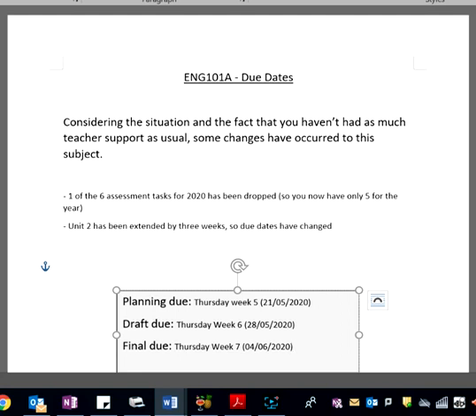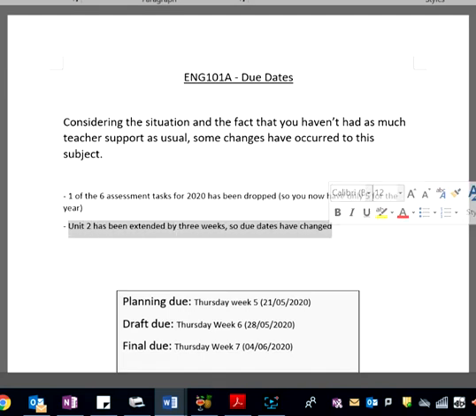Considering the situation and the fact that you haven't seen me or had as much support as you would normally from me, there's a couple of changes that have happened to this subject. Number one, we have dropped a whole unit, which means a whole task, just to give you some more time. So that means that you will only now have 5 assignments for the year. Okay? That means that the unit we're in right now, Unit 2, has been extended by 3 weeks.